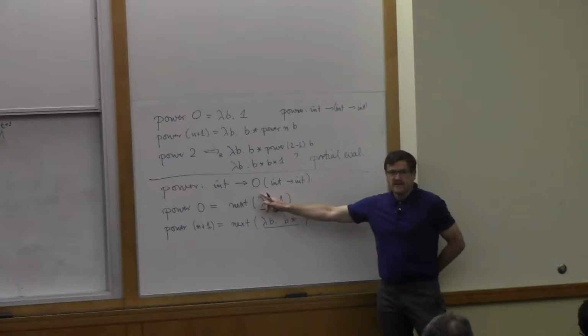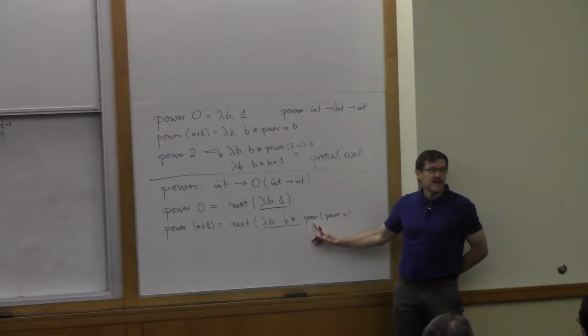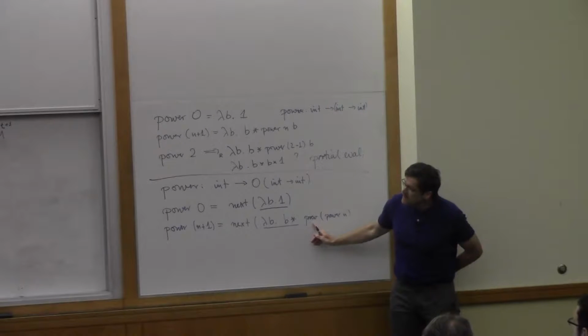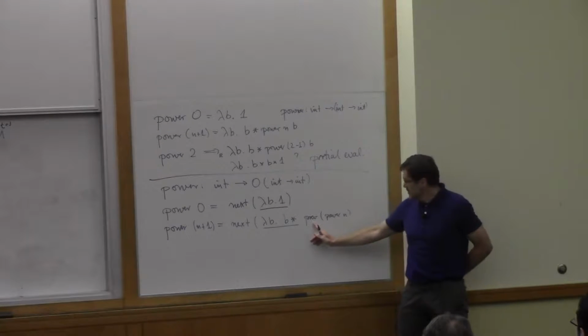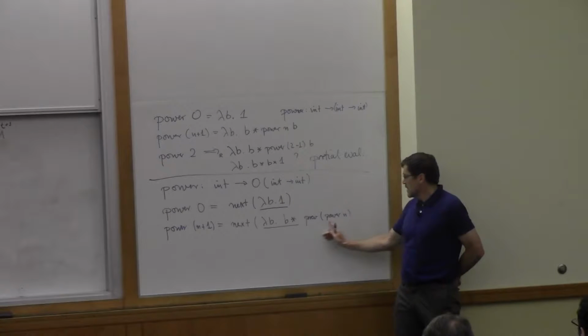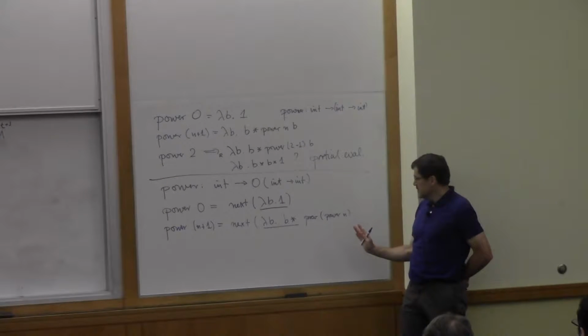Circle int, arrow int. Great. That's good because I want to take prev of that, right? And I can take prev of something which has type circle. So good. So this all happens at time 0. I'm not quite done yet.